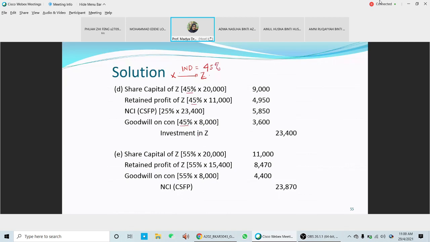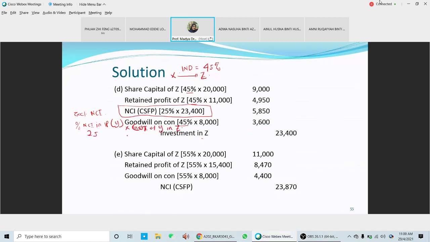To exclude the NCI here is the percentage of NCI in the immediate parent. So the immediate parent here is Y. So the percentage that you have in Y here is 25%, times the investment or cost of investment of Y inside. So the cost of investment that we have here is 23,400. Okay, so be careful with this one. And then we have investments here, 33,400.